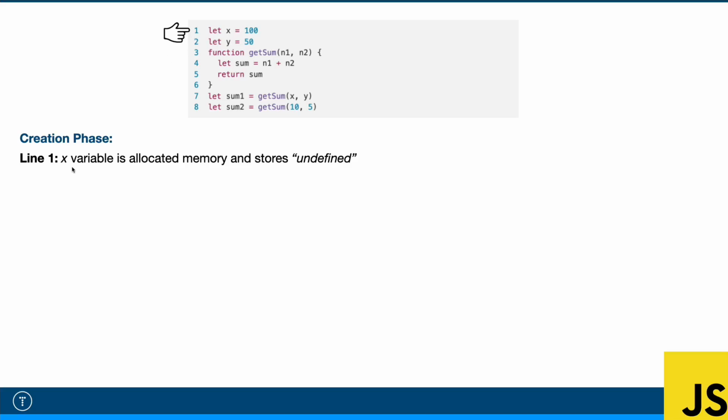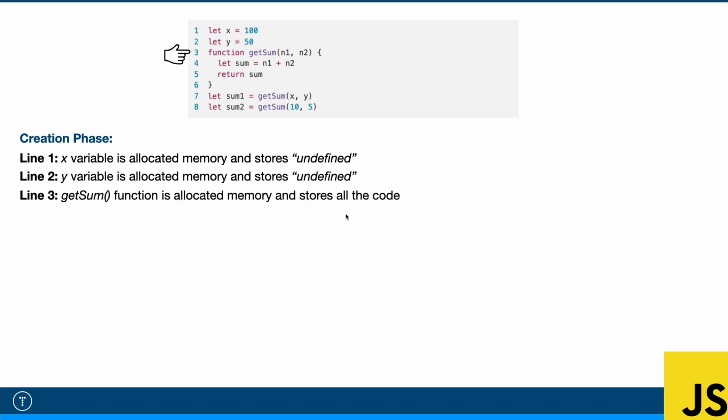And on line 1, it's going to set the x variable in memory. It's going to allocate it and store it as undefined. Remember I said variables in the memory creation phase are put into memory, but they're stored as undefined. It's going to do the same on line 2 with the y variable, store that as undefined. Now line 3, it hits a function, and functions are allocated to memory, but they're not stored as undefined.